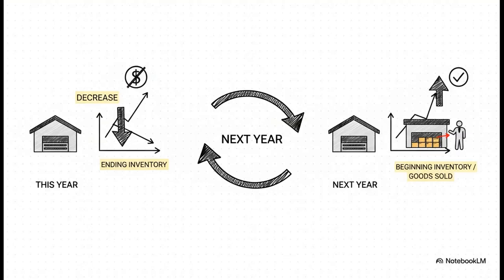Now, what happens next year? Well, the unrealized profit that was stuck in this year's closing inventory is now sitting in next year's opening inventory. So when that inventory is finally sold to a real customer, the profit is now officially realized by the group. Our adjustment in that second year will actually increase the profit to make sure it gets counted properly.